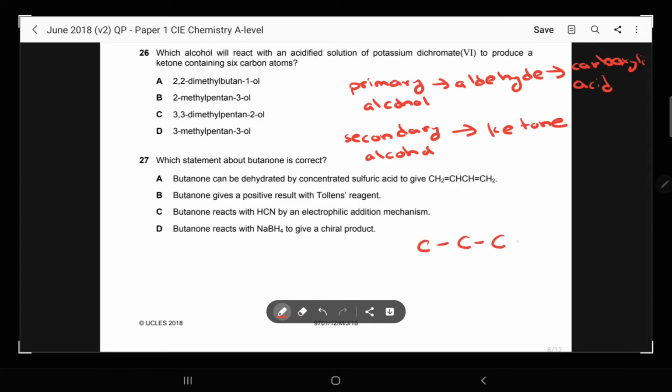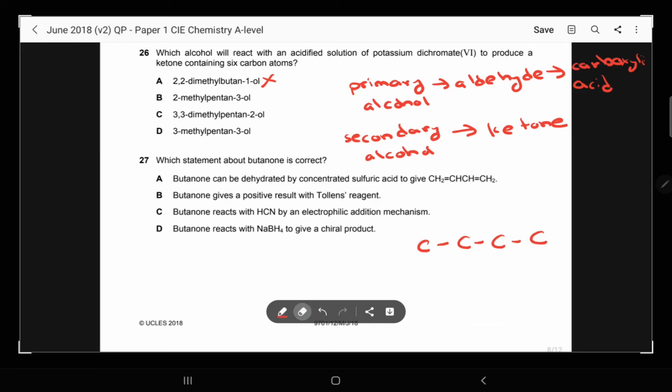Carbon, carbon, carbon, carbon. 2,2-dimethyl butan-1-ol. There is a carbon over here, a carbon over here, and OH over here. This is a primary alcohol. It gets oxidized to produce an aldehyde. The H goes away. So this is not going to form a ketone out of our options.